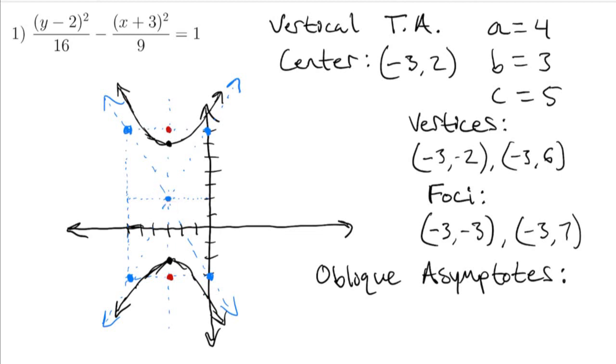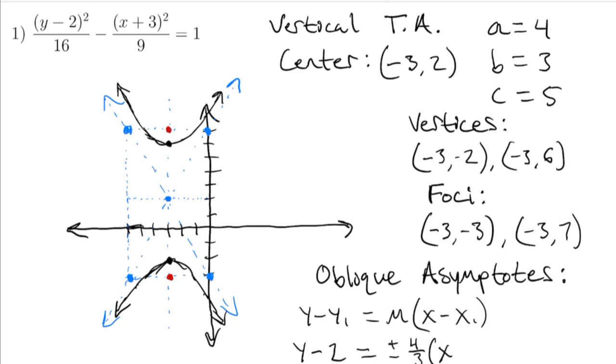So if I use this formula here, which is y minus y1 equals m, that's the slope, times x minus x1, then what I end up with is y minus, let's see, the center. So the y value there is 2. And you could use other points, but the center is on both of these. And what this allows me to do is write plus or minus a over b, right? So 4 over 3, times x minus, let's see, what is the x1? Well, minus negative 3, so plus 3.